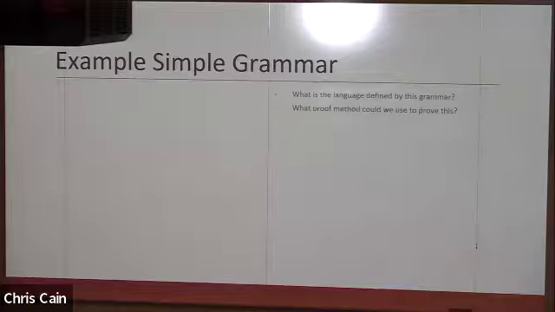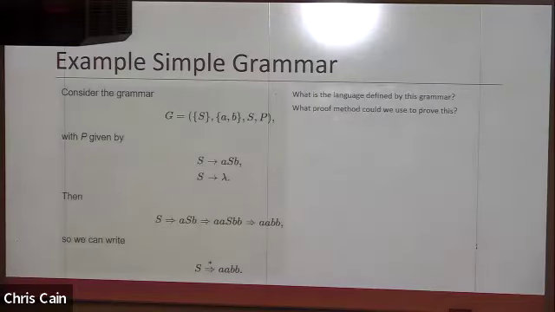Okay. Here's a grammar. What is the language defined by the grammar? Let's start there. So just two productions. We have our quadruple. We have our list of productions.